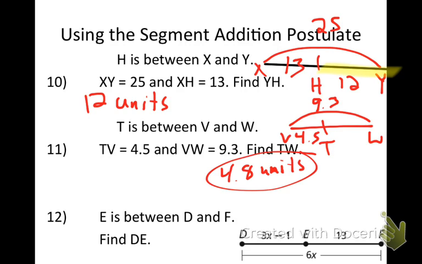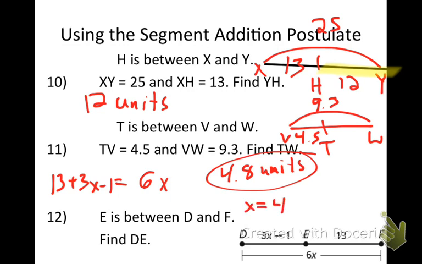Alright, last but not least, number 12. How would you set the equation up? Chris, how would you set it up first? I'll put 13 plus 3x minus 1 equals 6x. I agree with that. Great. When you did that, you get x equals what, sir? X equals 4.